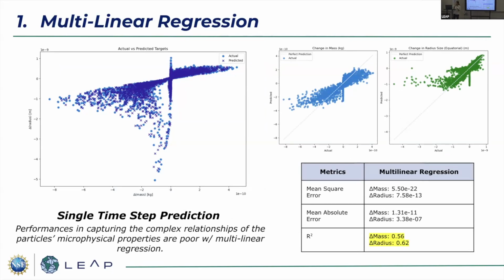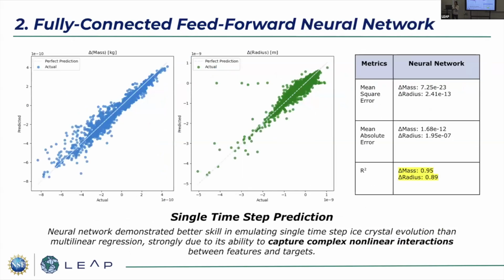And so this kind of makes sense because multilinear regression is not really great at capturing the complex relationships of the particle's microphysical properties. This helped solidify the decision not to go with regression to understand the ice crystal evolution. Then I also did single time step prediction, so I'm predicting the next time step from the initial time step.